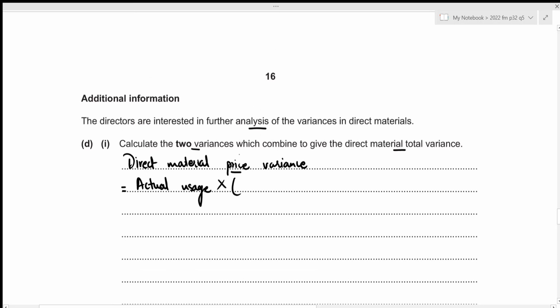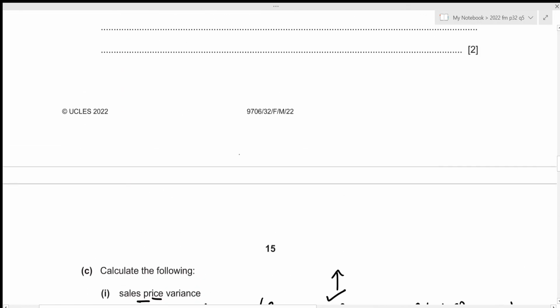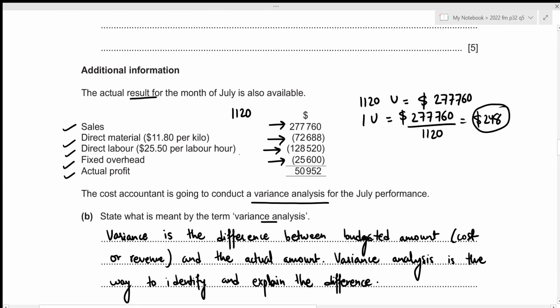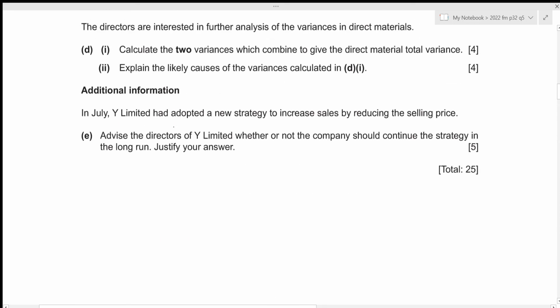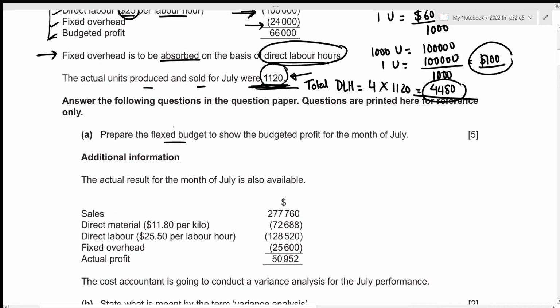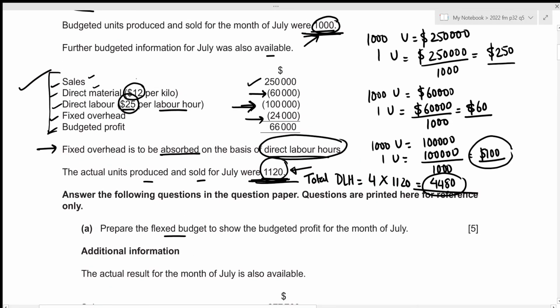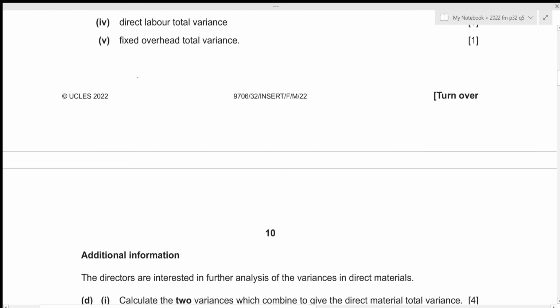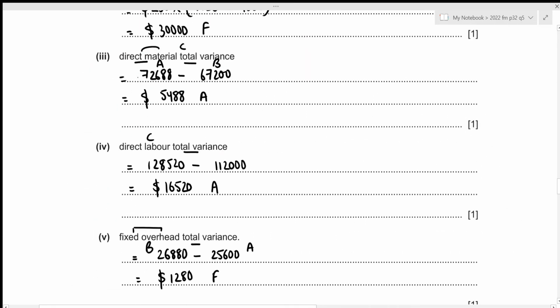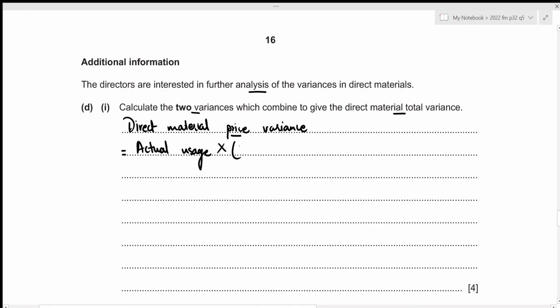So let's figure out those rates first. And these rates are going to be per kg. Right? And for the actual one, it is given to be 11.80. Let's have a look at the budgeted one. It was 12 per kilo. So since the budgeted one is greater, now our formula for the direct material price variance is just going to be budgeted price per kg minus the actual price per kg.